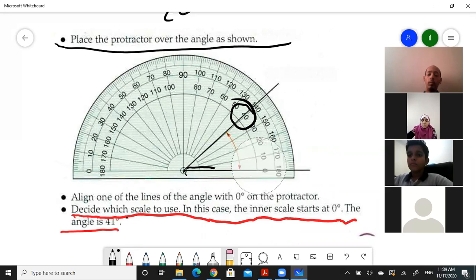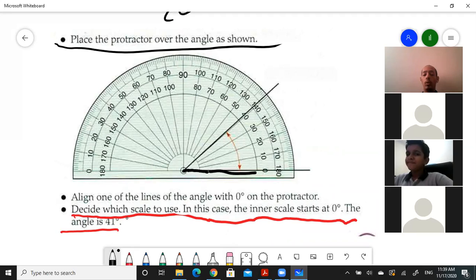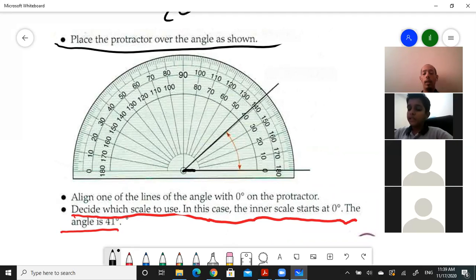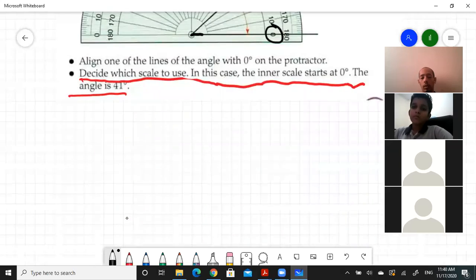Okay, so the side of the angle is lined to this 0, right? And this 0 is for the inner scale or the outer scale? Inner scale. That's why we use the inner scale.